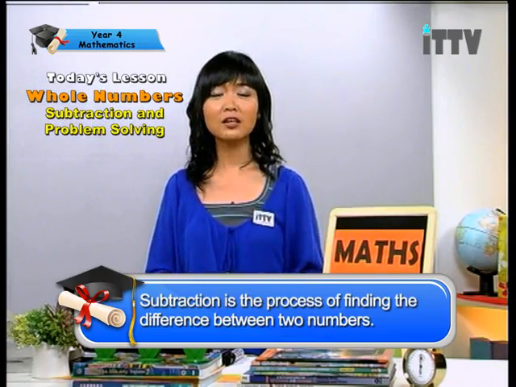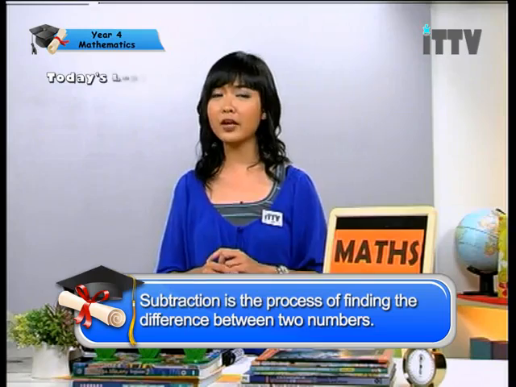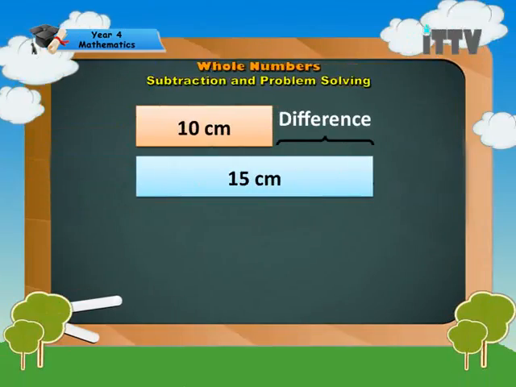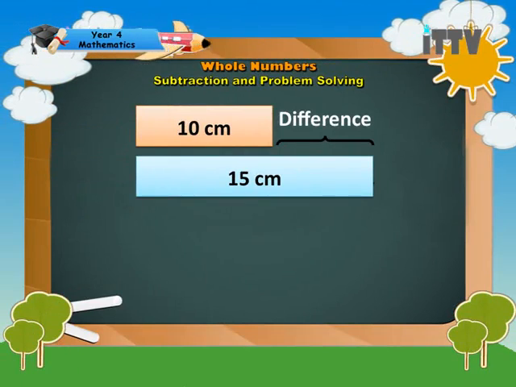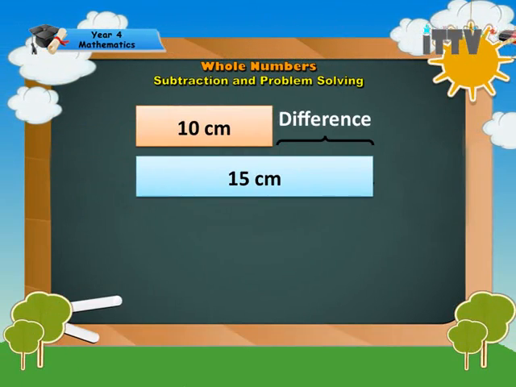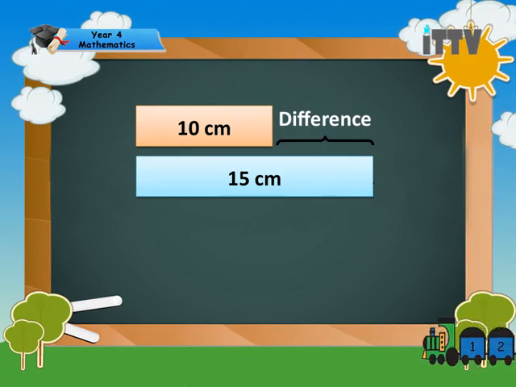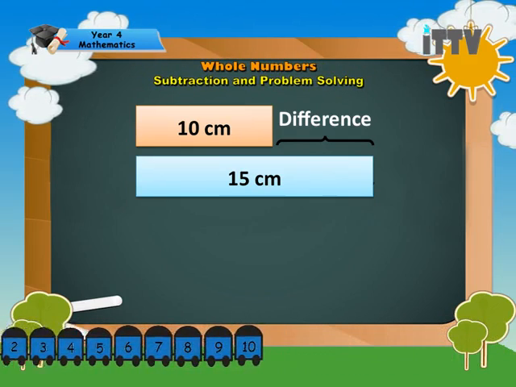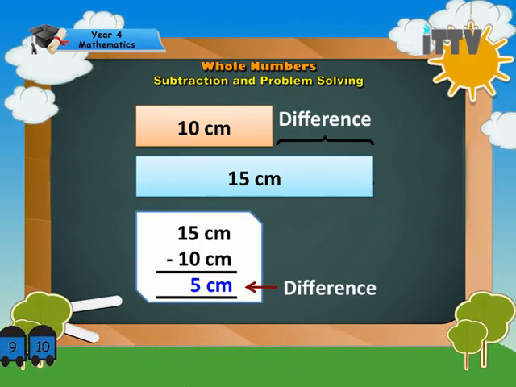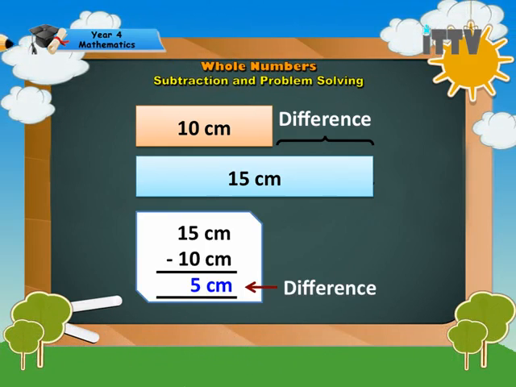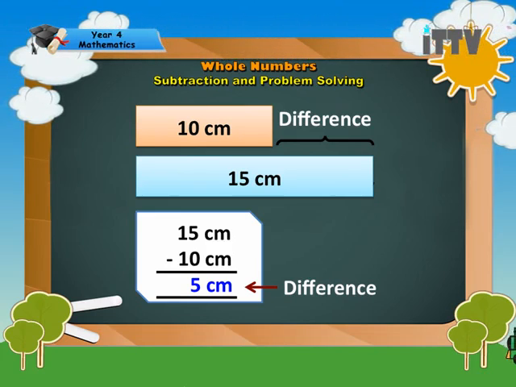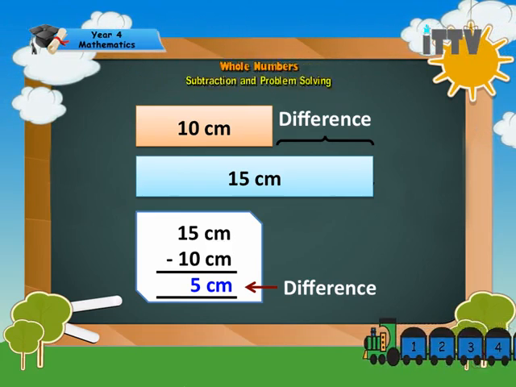Now, subtraction is actually the process of finding the difference between two numbers. Like this one. I have one card that measures 10 cm in length, and the second card measures 15 cm in length. To find the difference between the two cards, I will use subtraction, like this. 15 cm minus 10 cm gives me 5 cm. Now this is the difference. The result of subtraction, we also call it difference.